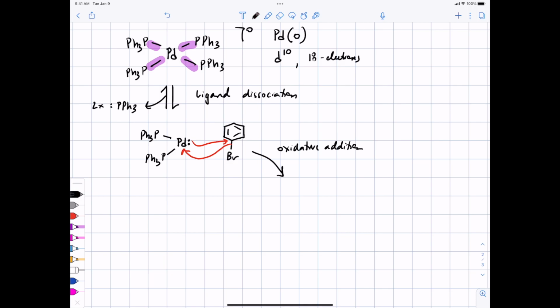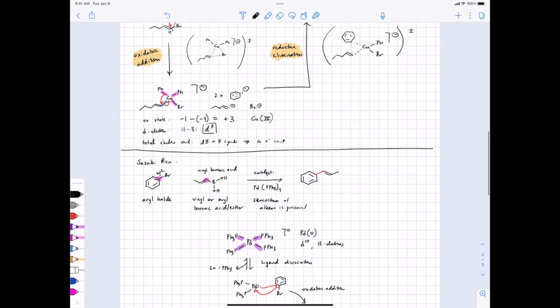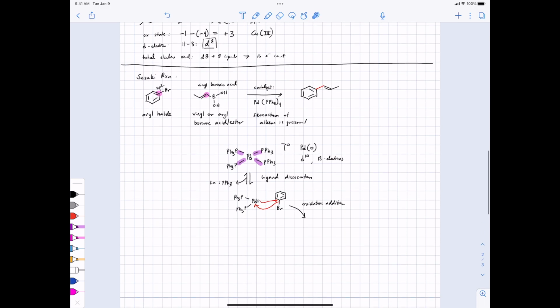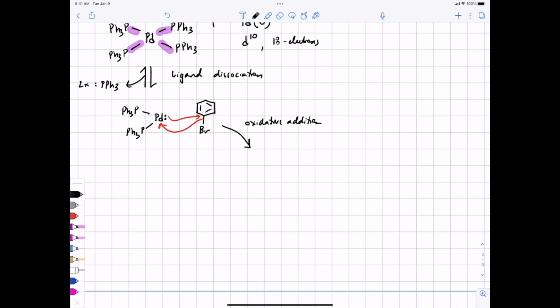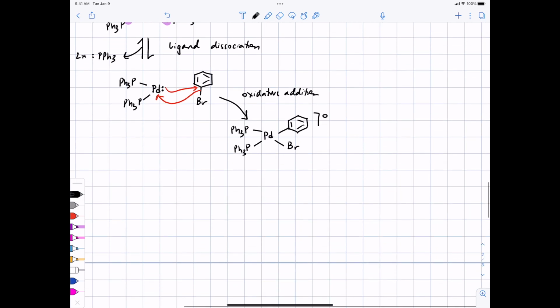I'm not going to draw the transition state. It's very similar to what we saw for this oxidative addition step up here. We get a new bond between the benzene ring and palladium, and a new bond between palladium and the halide. Overall, the charge on the complex is 0, but we have 2 X-type ligands, so palladium must be +2.